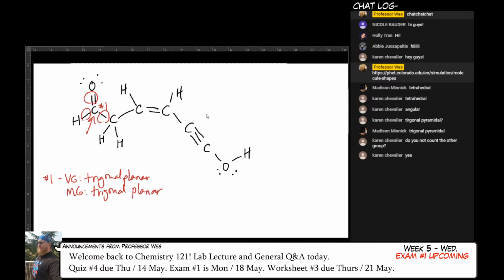And then we could grab a new color, and we could look at number 2 here. So this one's number 2. How many electron groups are around number 2? Well, I've got this one, which I'll double count, this one, and this one. So at number 2, the VSEPR geometry would be tetrahedral, because there are 4 electron groups.